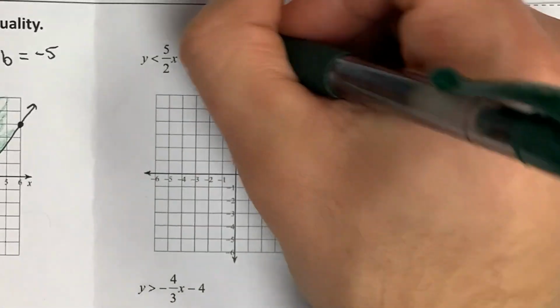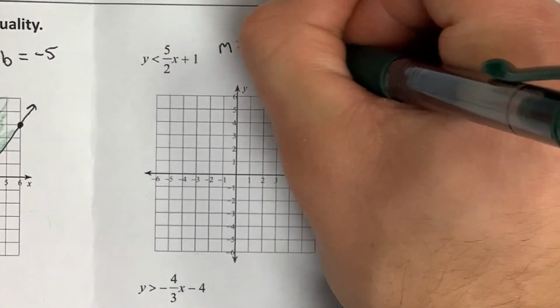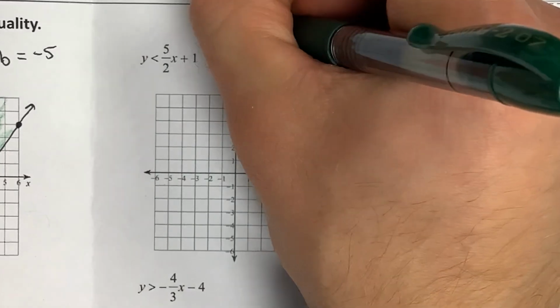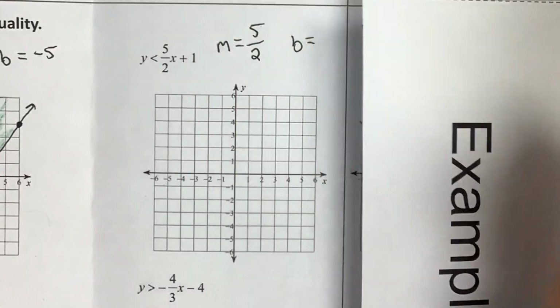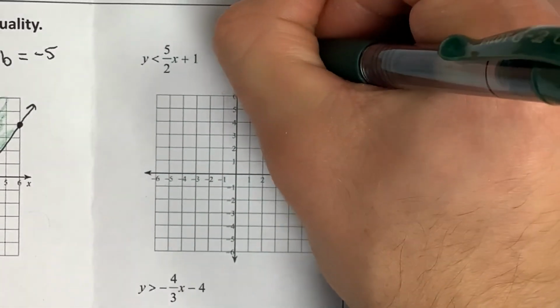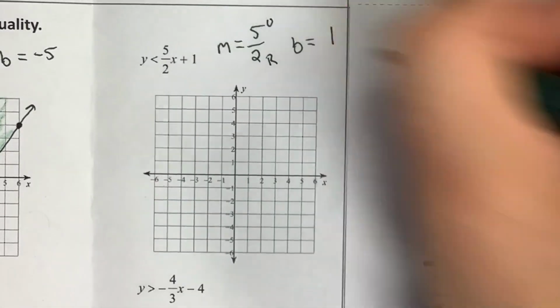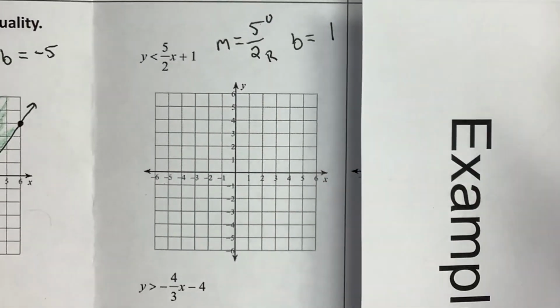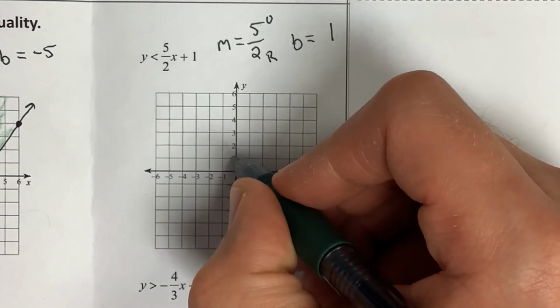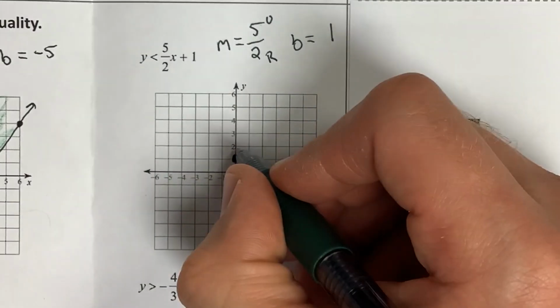Now, next one, m, b. My slope is 5 over 2, a positive 5 over positive 2. Again, I'm going up and right. And my b is 1. So if I want to go ahead and graph this, I find my y-axis. I go to 1. I put a dot there. Now I'm going to go 5 up, 2 right.